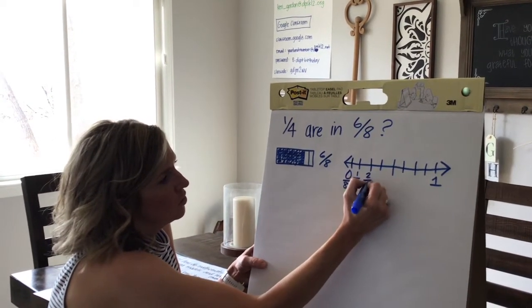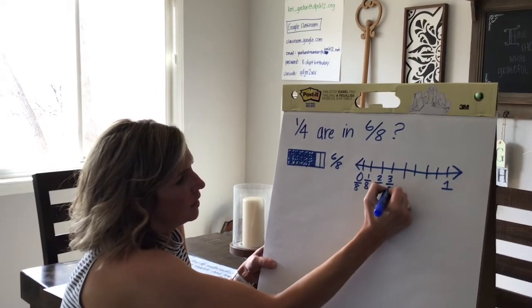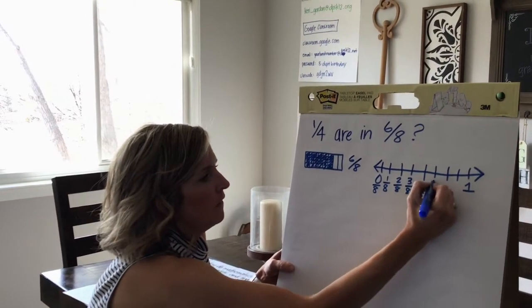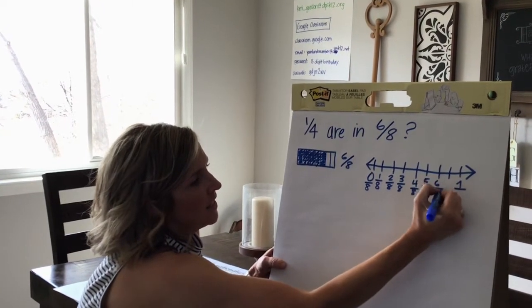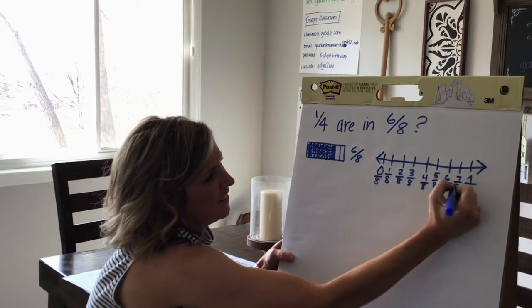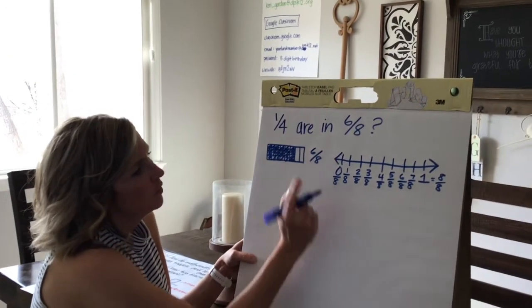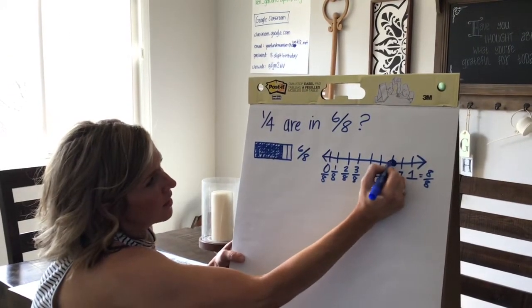Count with me. 2/8. 3/8. Kayla, count with me too. 4/8. 5/8. 6/8. 7/8. And 8/8, which is equal to 1 whole. And we're representing 6/8, so I'm going to put a dot right there.